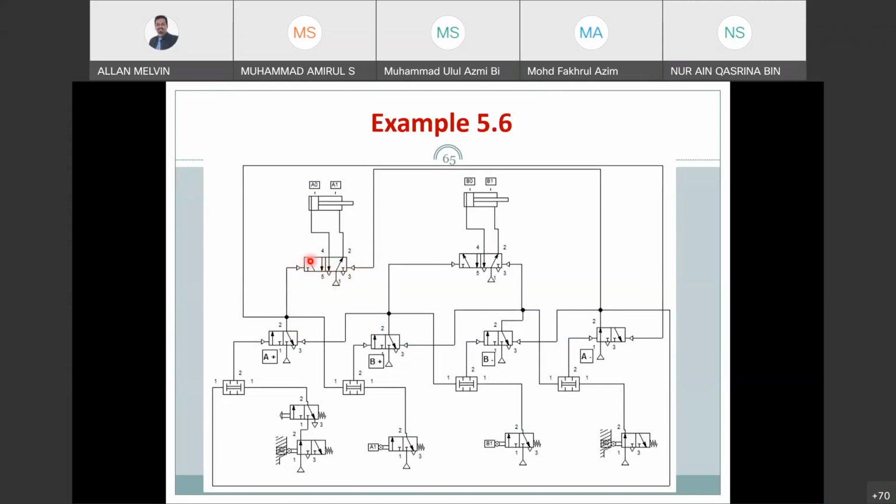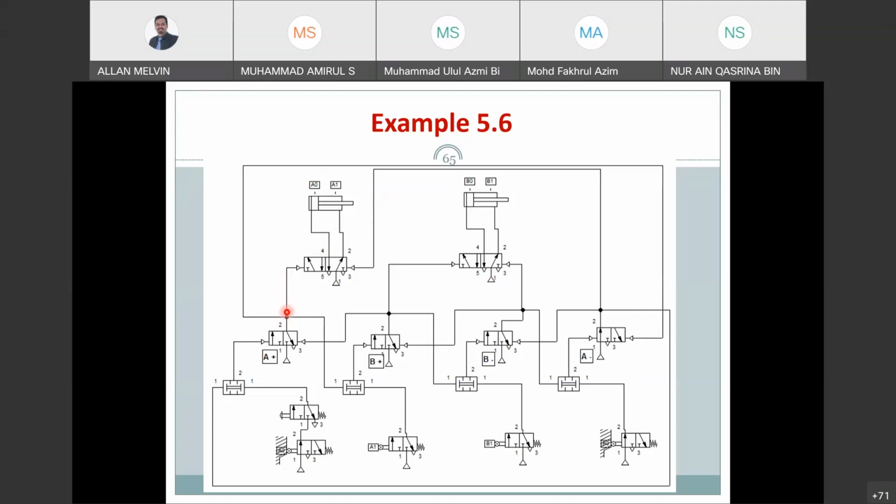So if this side, what will happen? On your left hand side, if it changes state, the valve will change positions. Then what will happen? If it changes state, what will happen? It causes the cylinder to actuate. Yeah, the cylinder will start to extend. So that's the question.